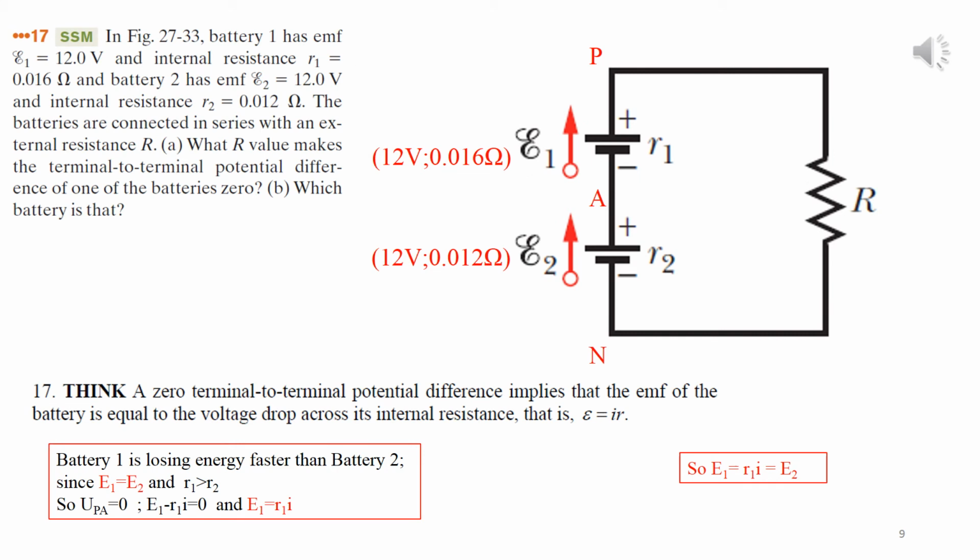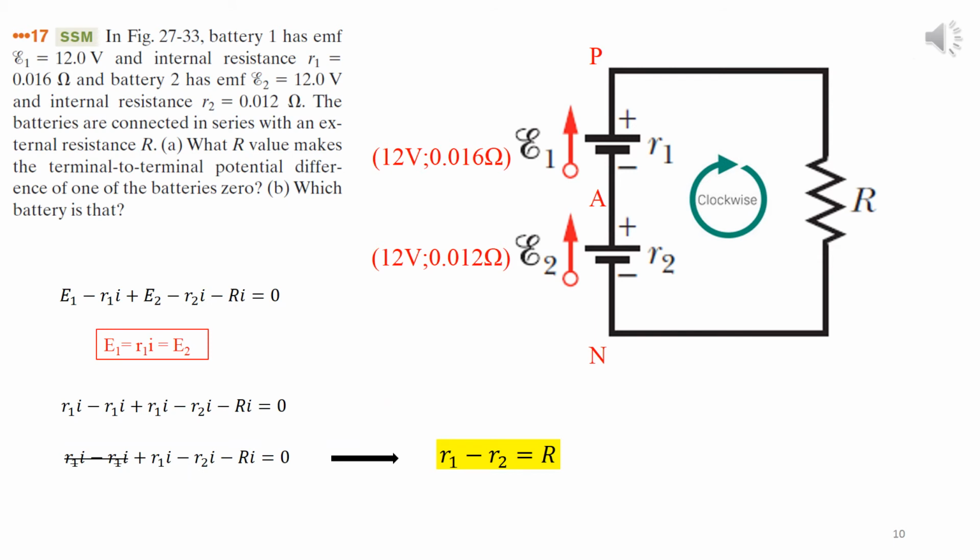Points P, A, N. So UPA is 0, and UPA is E minus R1I. I have only one current in this loop, so you tell me E minus RI. So I can say that the EMF1, which is E1, equals R1 times I. I will not put values because I will substitute it in the second equation. Now remember that from the previous slide we know that E equals R1I. But EMF1 equals EMF2 by coincidence in this problem. So now in red I put E1 equals E2 equals R1I.